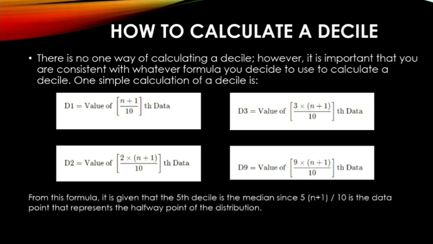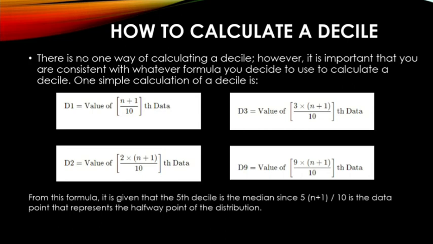However, it is important that you are consistent with whatever formula you decide to use to calculate a decile. One simple calculation of a decile is D1 is equal to the value of (n+1)/10th data. D2 is equal to the value of 2 times (n+1)/10th data. D3 is equal to the value of 3 times (n+1)/10th data, and D9 is equal to the value of 9 times (n+1)/10th data.